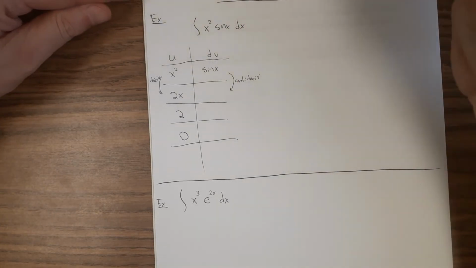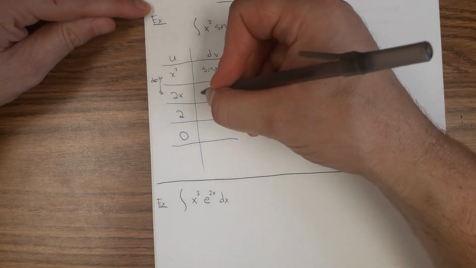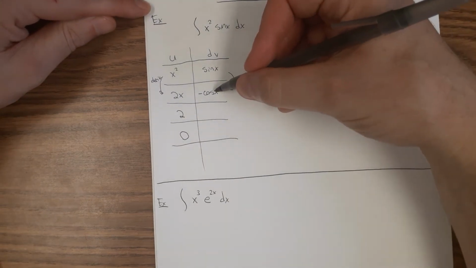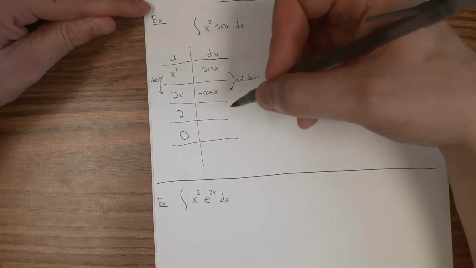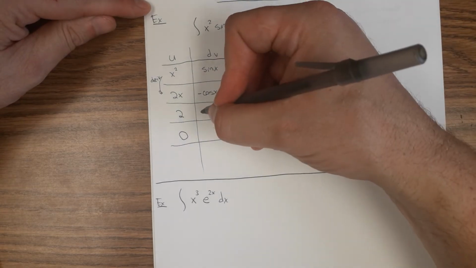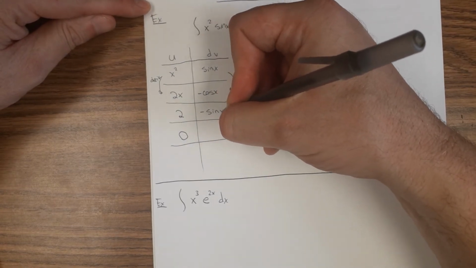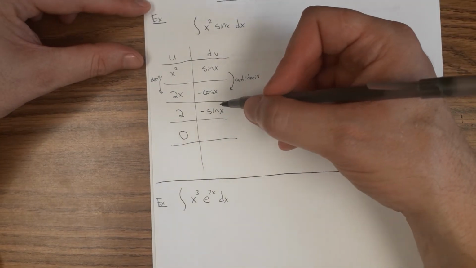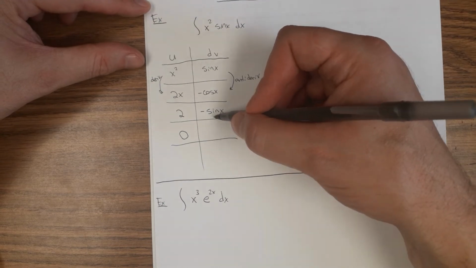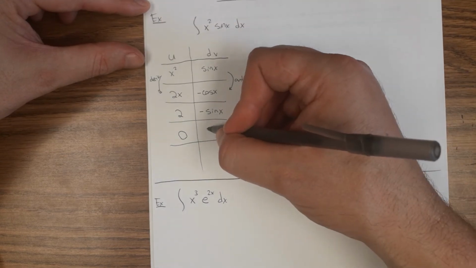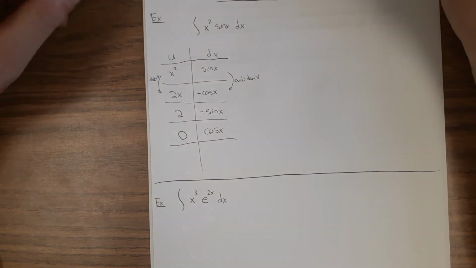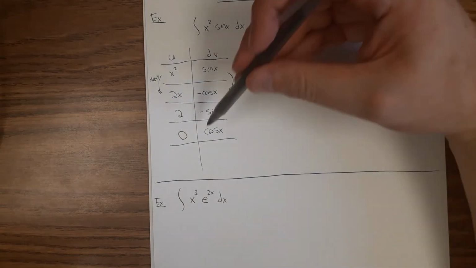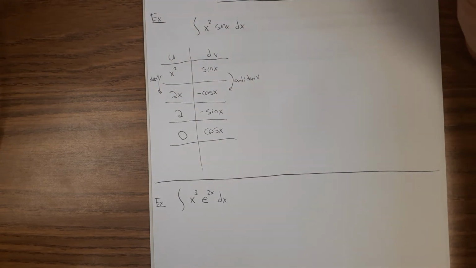Now let me fill out this column. Antiderivative of sine is negative cosine. Antiderivative of cosine is sine. Well, with this negative, it's going to be negative sine. Antiderivative of sine is negative cosine, but with this negative it's going to be positive cosine now. And then I stop because my 0 is across from me. I don't need any more than that.